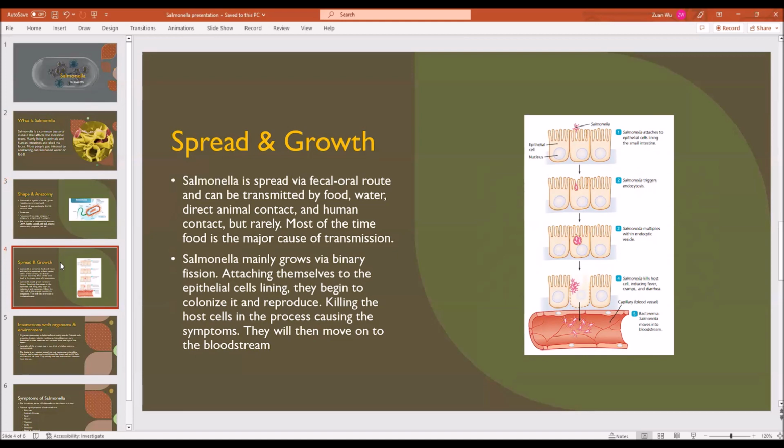So, how does it grow? Salmonella mainly grows via binary fission, like E. coli. When you get infected, they go into your intestines and attach themselves to the epithelial cell lining. Once inside, they begin to colonize and reproduce. While doing that, they kill off the host cell in the process, causing the many symptoms of salmonella, and then they move on to the bloodstream.